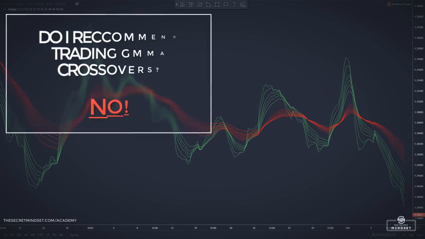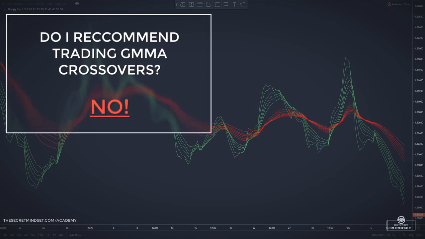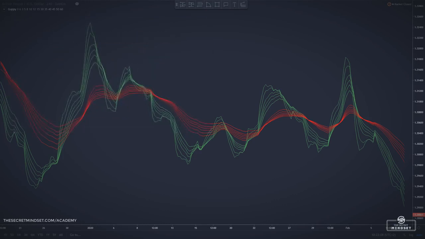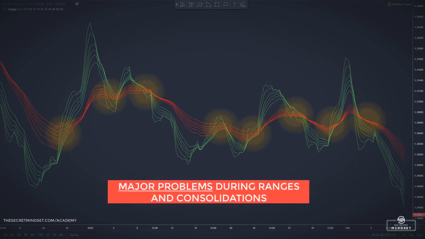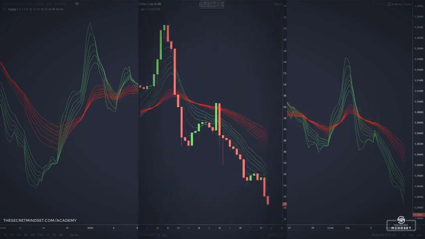Now, if you followed my previous videos on moving averages, you probably know that I'm not the biggest fan of moving average crossovers. Since the GMMA indicator was designed for trending assets, these moving averages run into problems when price consolidates. The indicator shows consolidation and potential reversals when the short and the longer-term moving average condense.